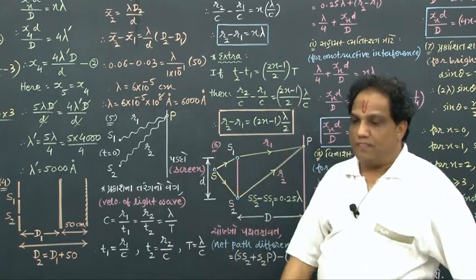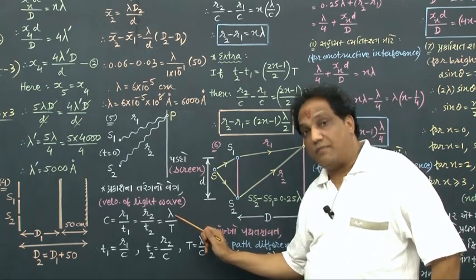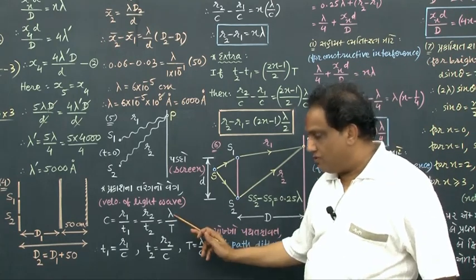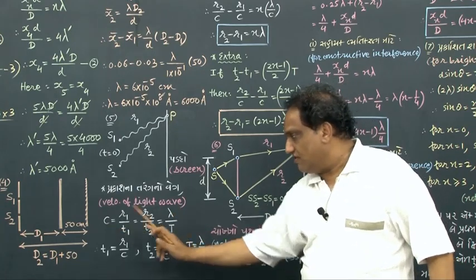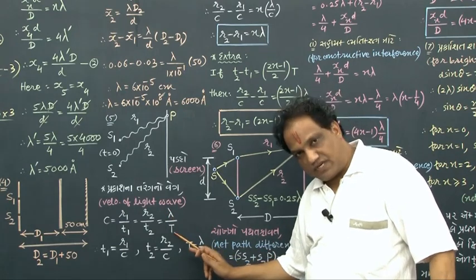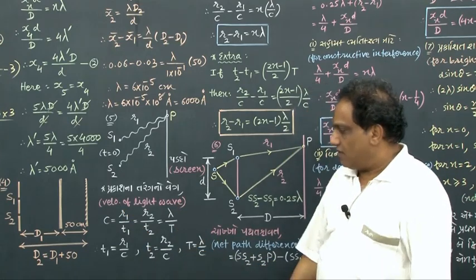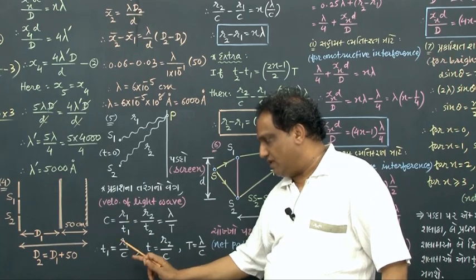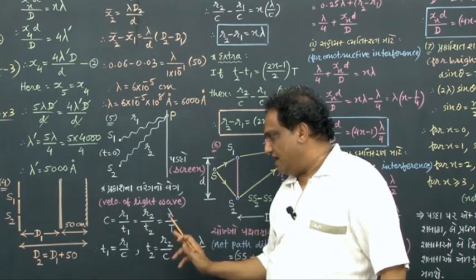And we also know that each wave takes capital T time to travel by distance lambda. Whenever distance travelled is equal to wavelength of the wave, corresponding time is periodic time of wave. You also know that c equals f lambda. What is f? 1 upon T. So c equals lambda upon capital T also you can write. Now find out t1 from here. t1 equals R1 upon c. t2 will be R2 upon c. And capital T will be lambda upon c.